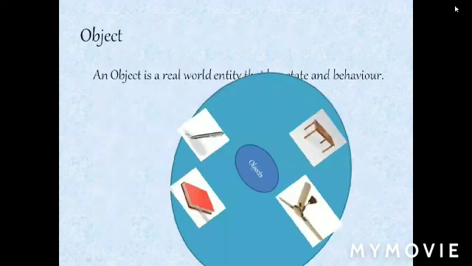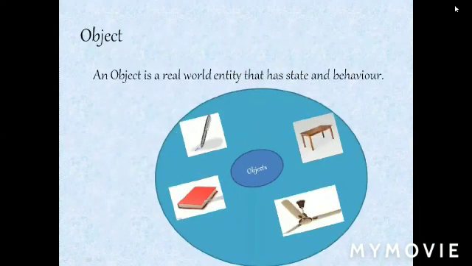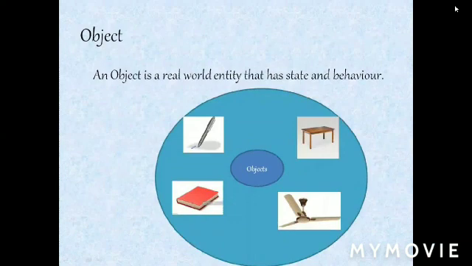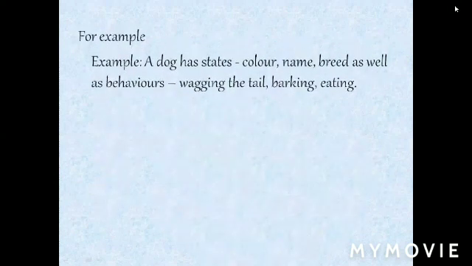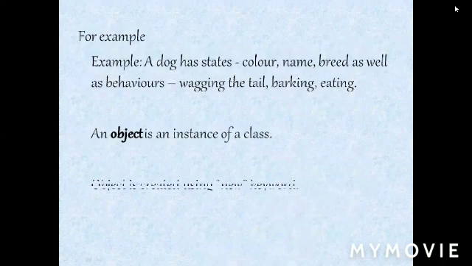Now, let us see what an object is. An object is a real-world entity that has state and behavior. Pen, table, book, fan are objects. To understand it more clearly, let us consider an example of a dog. A dog has states like color, name, breed, as well as behaviors like wagging the tail, barking, eating, etc.